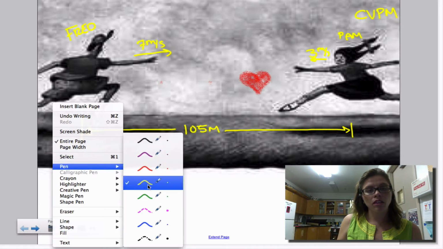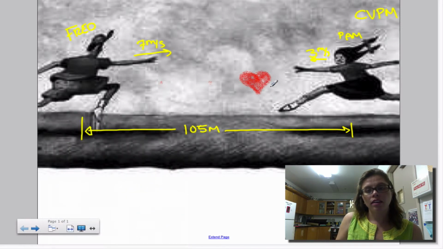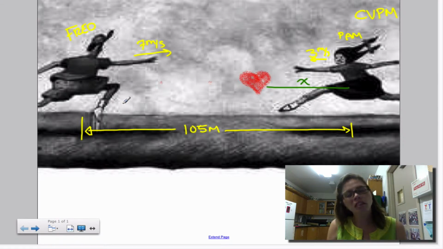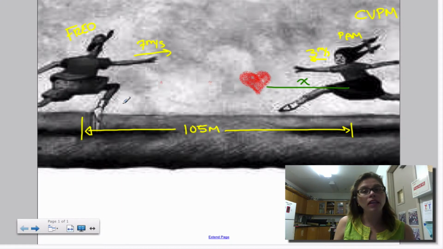So we would like this distance x right there. How far does Pam have to run to meet Fred? Okay, so the only equation that we have so far in our arsenal is velocity is change in x over change in time.